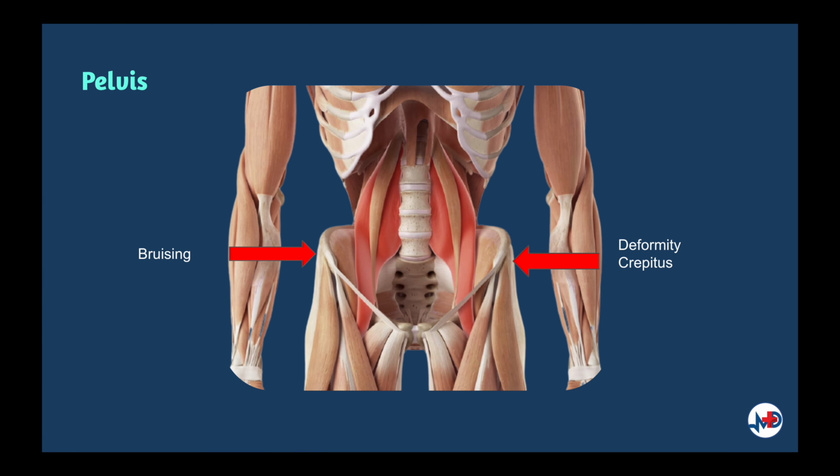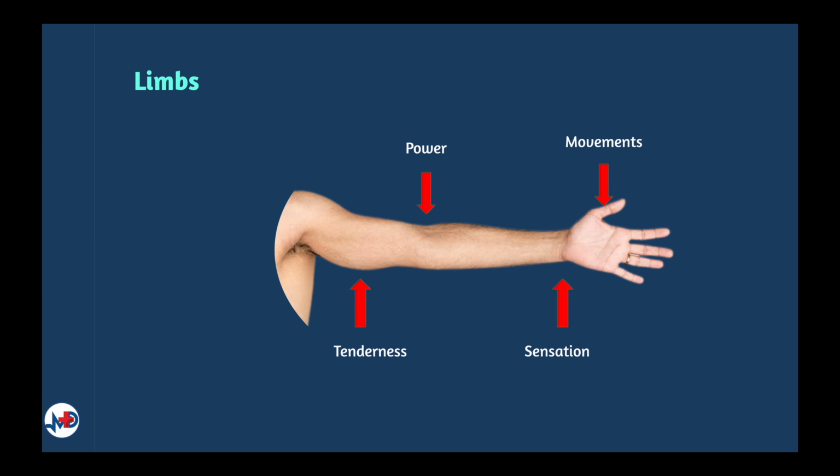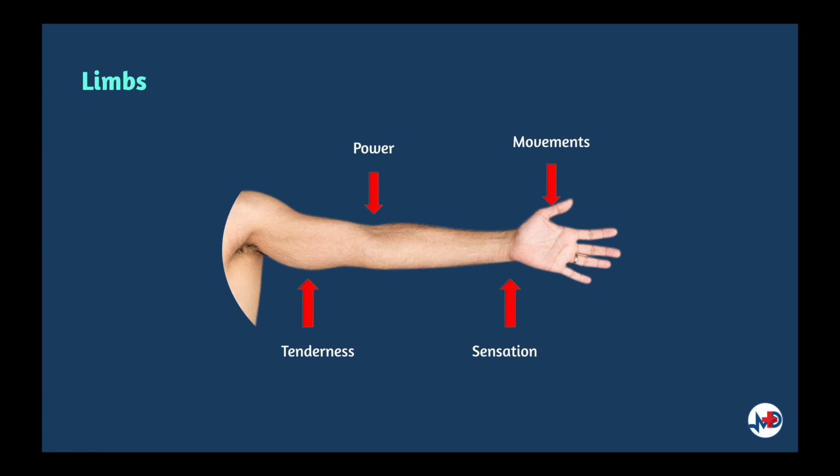Next would be the pelvis. Inspect the pelvis for grazes over the iliac crest. Examine for bruising, deformities, pain, or crepitus on movement. As for the limbs, inspect all the limbs and joints. Palpate for bony and soft tissue tenderness and check joint movements, stability, and muscular power. Examine sensory and motor function for any nerve roots or peripheral nerves that may have been injured.